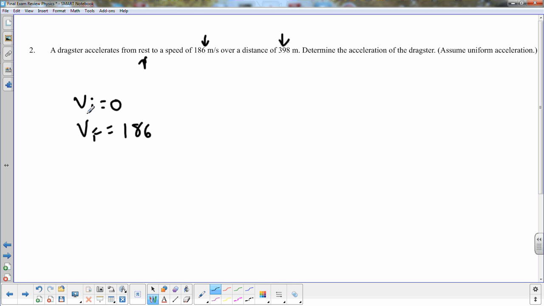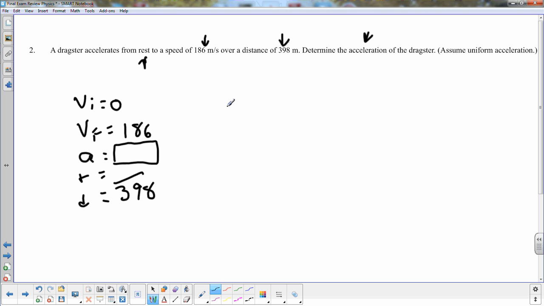VI, VF, A, T, D. That distance is 398. Time, acceleration. Oh yeah, I'm going to ask for one of these two. Determine the acceleration of the dragster. So that's the one I care about. Time seems to be irrelevant. So we have VF, VI, A, and D.